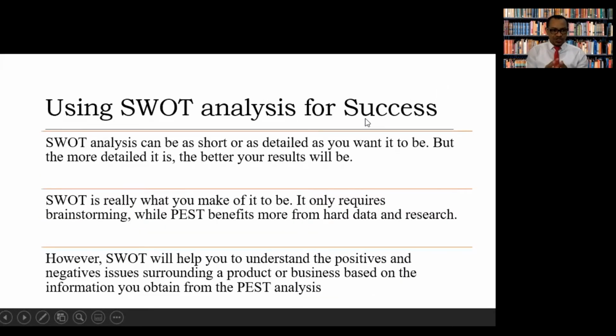Now, going into SWOT analysis after your PEST analysis. Your SWOT analysis can be short or can be detailed. It depends on whatever you want it to be. It is very, very important that you do your SWOT analysis effectively. SWOT analysis requires brainstorming, gathering your team or yourself, generating ideas by looking into what could be your strengths, what could be your weaknesses, what could be your opportunities, and what could be the threats facing your business.